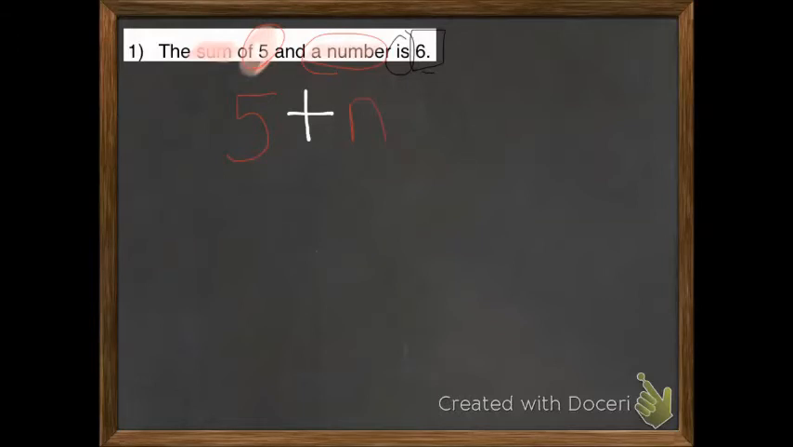5, you write that number first. A number means a variable, so in this case n. The word is means the equal sign, and the number 6, 6. So you end up with 5 plus n equals 6.